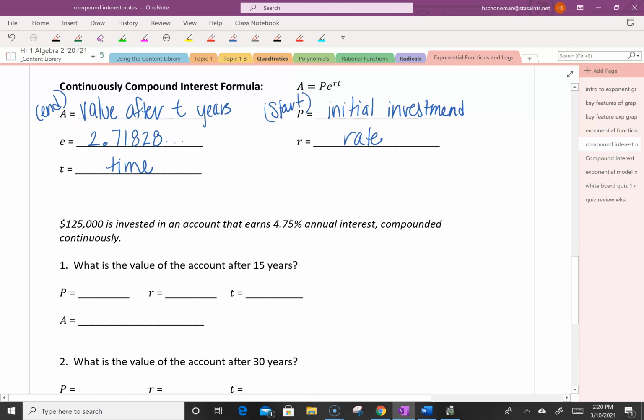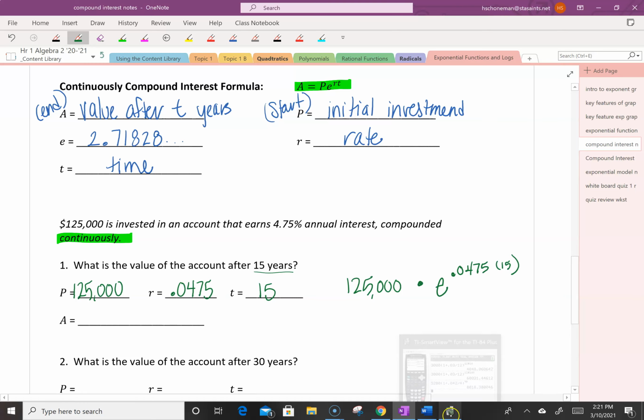Okay, so let's put our numbers in here. On the first one, we're investing $125,000, and the rate is 0.0475. And when we see this word continuously, we know that we have to use the E formula. So we know we're going to use that one, and this time we're going to do it over 15 years. So my equation is going to be 125,000 times E to the 0.0475 times t, which is 15.